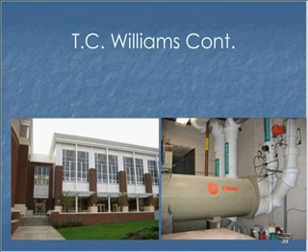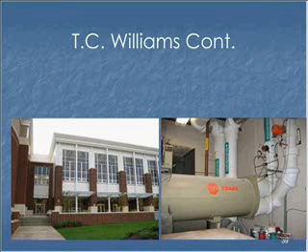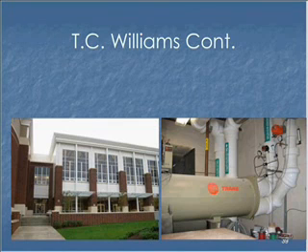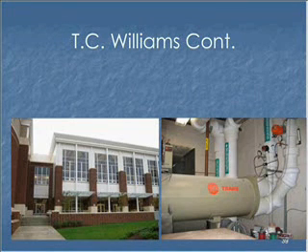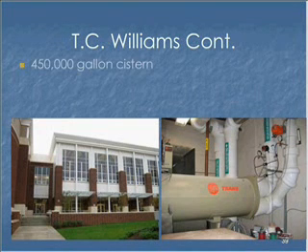It was a renovation project. And the cistern lives underneath the front of the school. So it's really a testament to how seamless these kind of renovations can be. It's a 450,000-gallon cistern, and it's also able to save the school 5 million gallons of potable water a year.